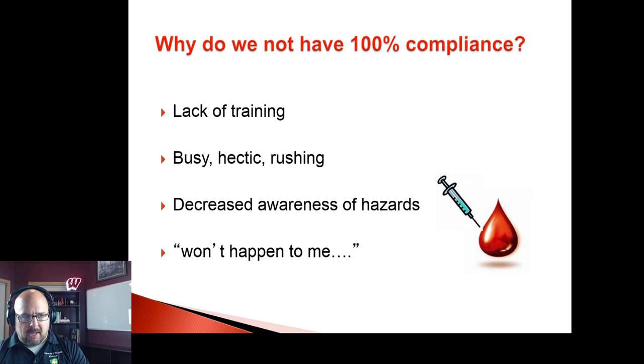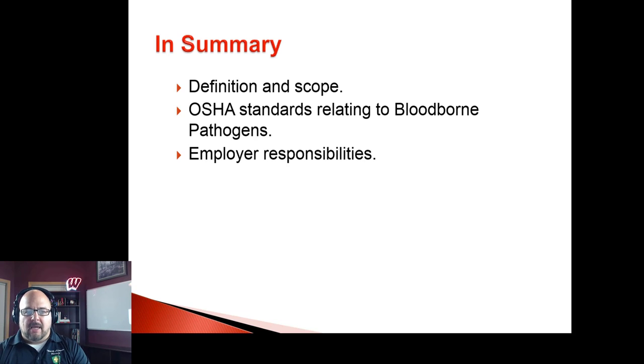Why do we not have enhanced compliance? Lack of training. That's a typical one, because you can't follow all the administrative things because we're busy and rushing. Decreased awareness of hazards. I guess if you become complacent, if nobody's had a needle stick for a while or an exposure for a while, or just the overall thought that it won't happen to me, you've got to be constantly reminding people.